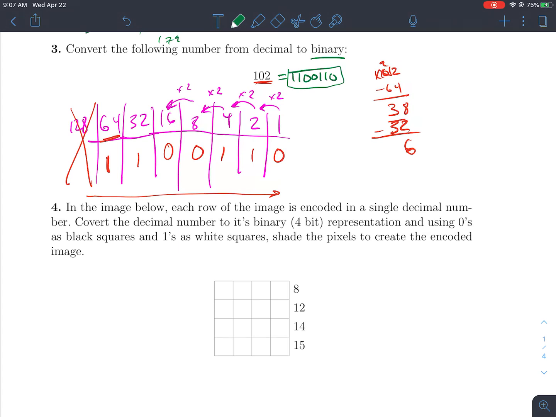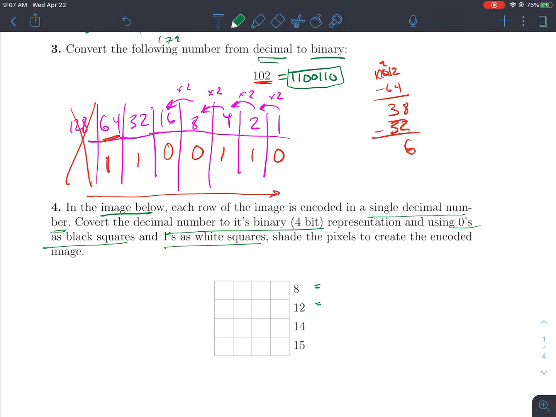Okay, so we started to ask this question, which is numbers to numbers, binary to decimal. It seems like there's a straightforward system for how you can communicate between those two things. But your computer stores lots more complex things in its memory, like images. So a black and white image is actually pretty straightforward to represent. We could say in the image below, each row of the image is encoded in a single decimal number. Convert the decimal number to its binary 4-bit representation, and using zeros as black squares and ones as white squares, shade the pixels to create the encoded image.